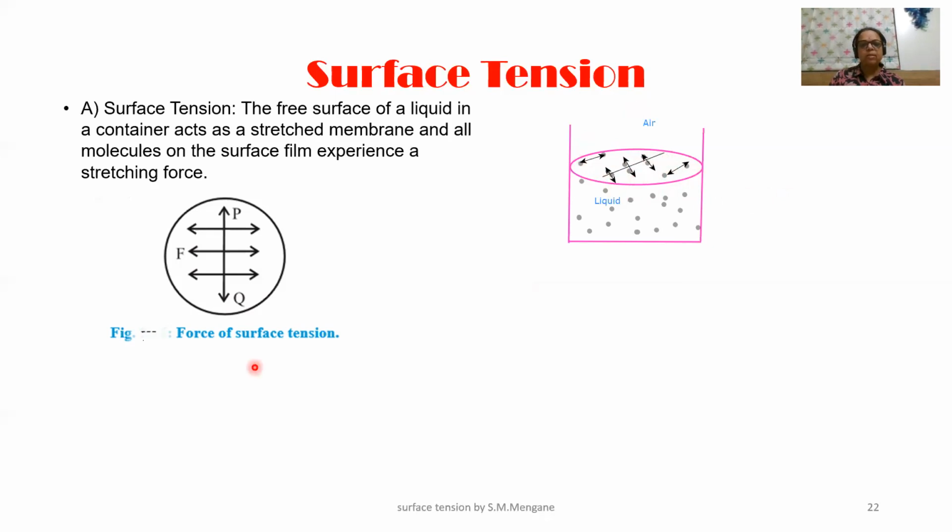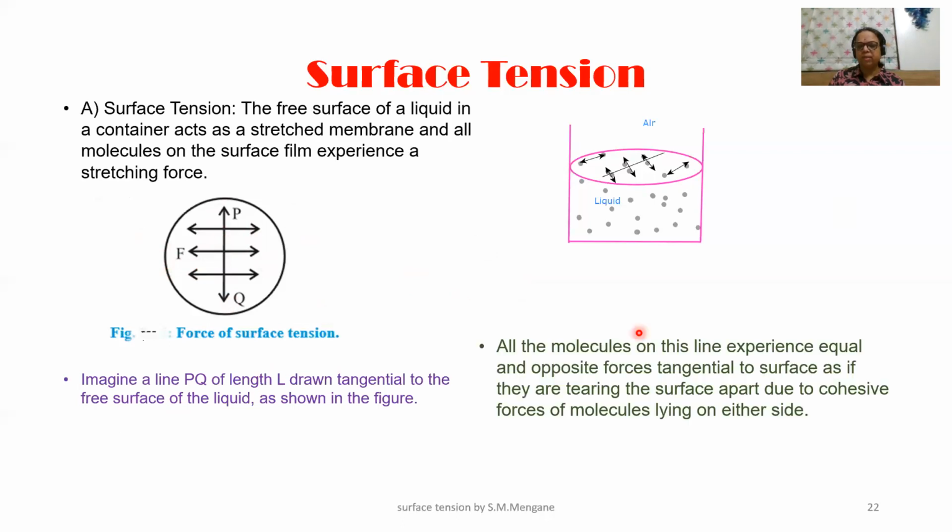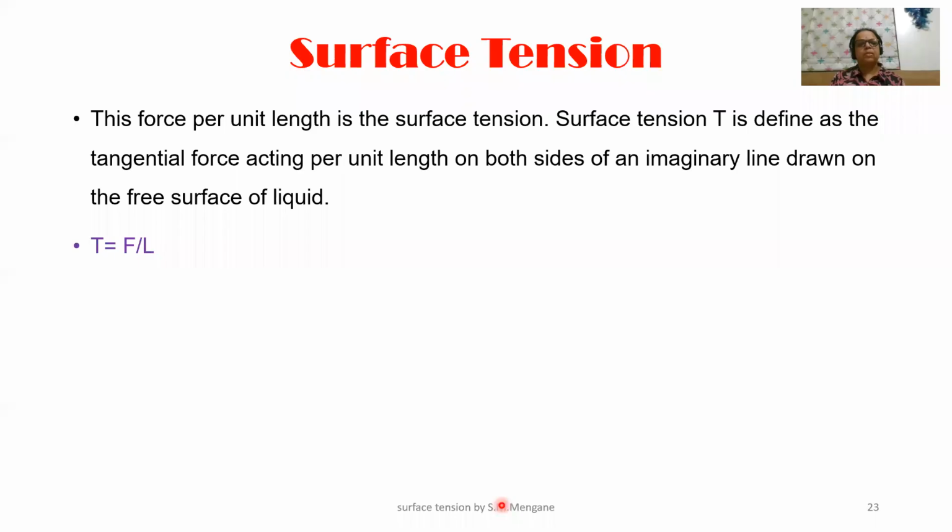Suppose that the length of the line PQ is L and the force acting on it is F. Means on length L, the force acting is F, then on unit length, what is the force? Force is F upon L. Force acting on unit length, and hence surface tension is equal to F upon L.